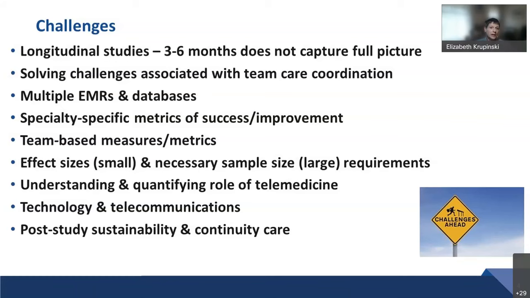There are a lot of specialty-specific metrics with regards to success and improvement. Radiology success is different from oncology, is different from radiation oncology, and so on. So we really have to concentrate on how we merge these metrics and get an overall global picture of what's happening with the care and the outcomes of the cancer patient. We really need to figure out what some team-based measures and metrics are. Again, as I noted, it's team care coordination in cancer. So are there common metrics that we can devise that cover the entire team somehow as it relates to patient outcomes?